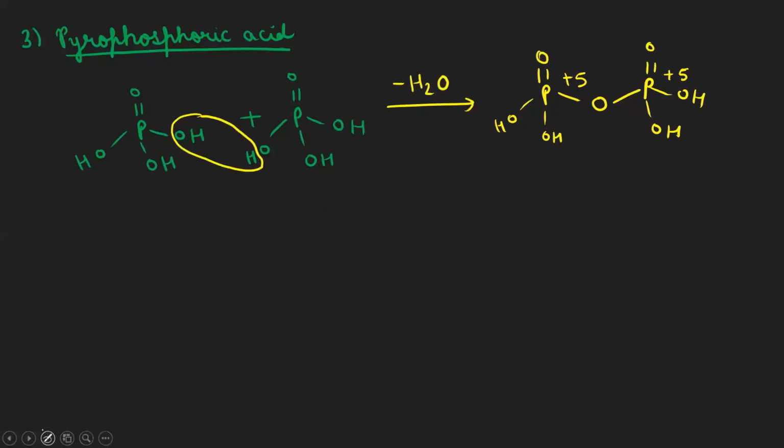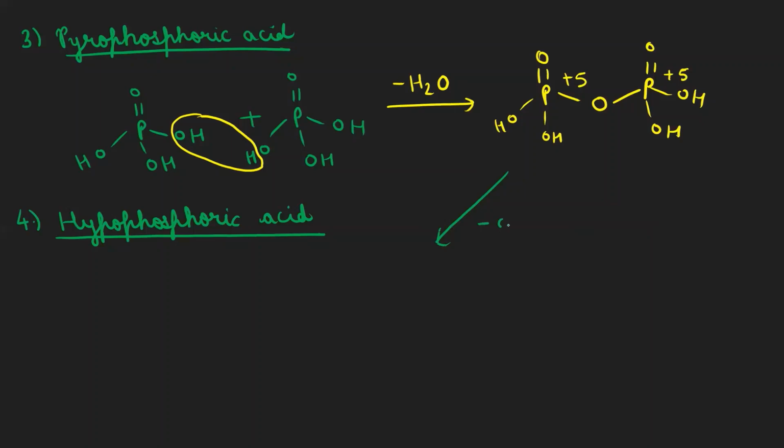Now let us discuss the fourth oxoacid of phosphorus of the Oxoacid series, which is the hypophosphoric acid. And this hypophosphoric acid could form when one oxygen atom gets lost from this pyrophosphoric acid. When one oxygen atom got lost from this, that is, this oxygen got lost, then the resulting structure will be our hypophosphoric acid, and this is the structure of our hypophosphoric acid. Okay, and here the oxidation state of our phosphorus is +4 for both phosphorus atoms.